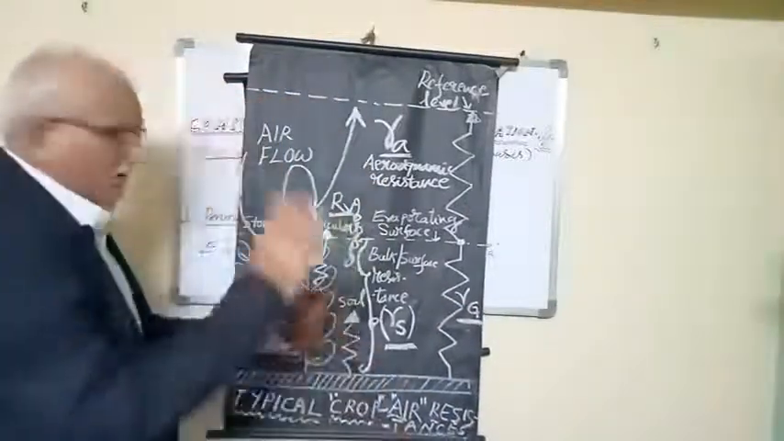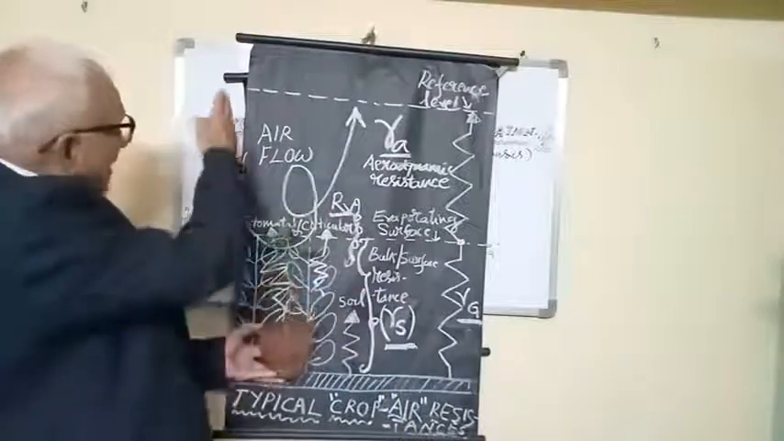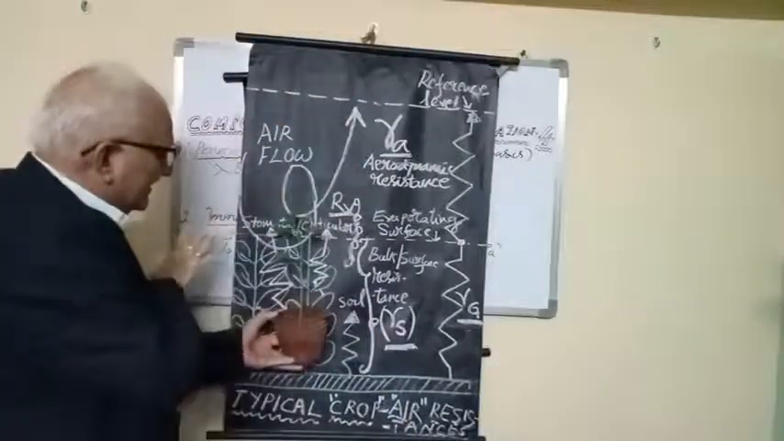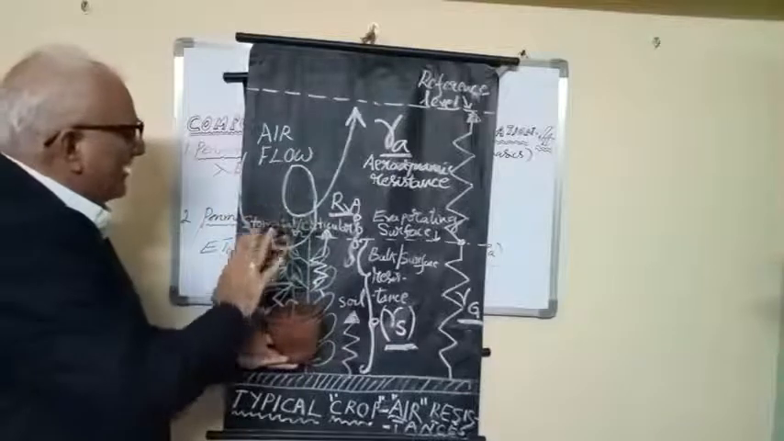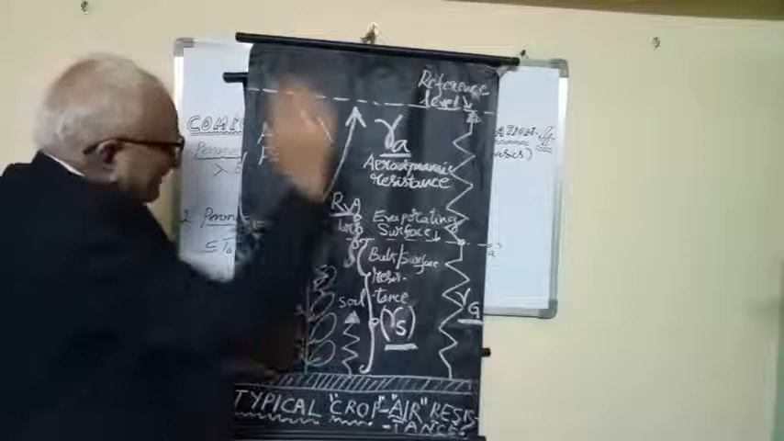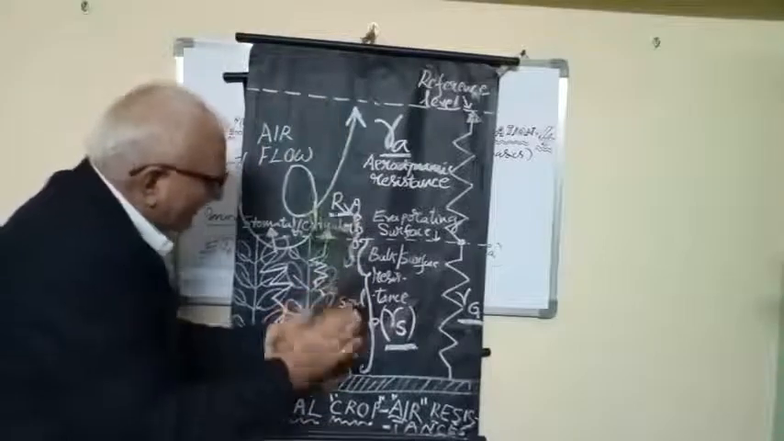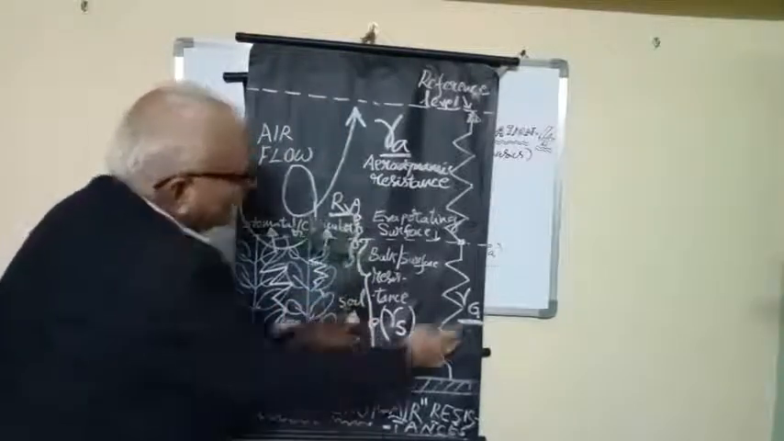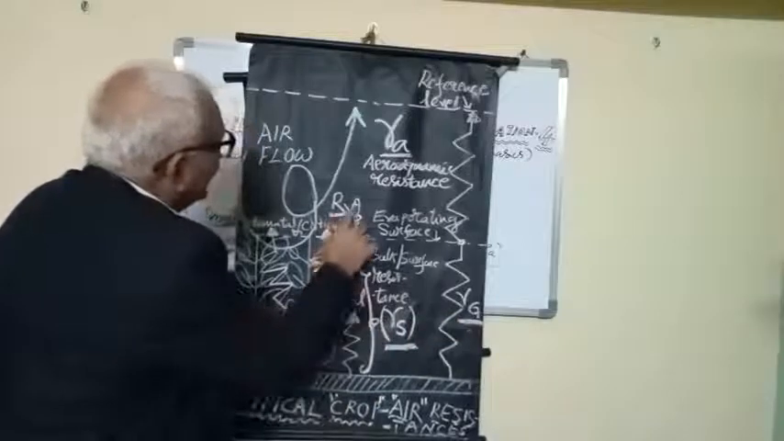Presume this is a crop, this is a plant. Air moves like this. It offers some resistance for evapotranspiration, stomatal, cuticular, okay? Like this it will go. This is the soil, it offers the ground, there is some grasses, RG, RV.